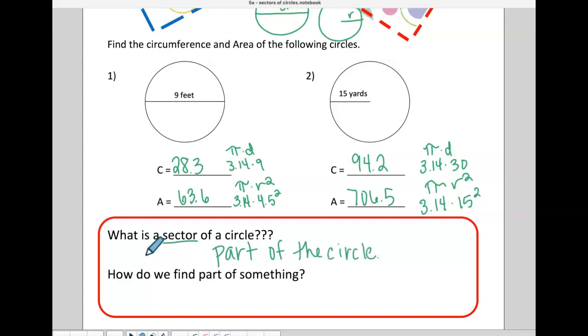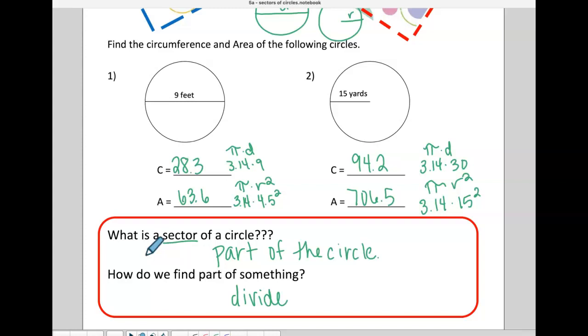We found parts of things, right? How do we find part of something? If I asked you to find half of a circle, what do you do? Abby? Divide by 2. So if we want to find part of something, we are really just going to divide. Okay, I want to find part of a circle, or a sector of the circle.